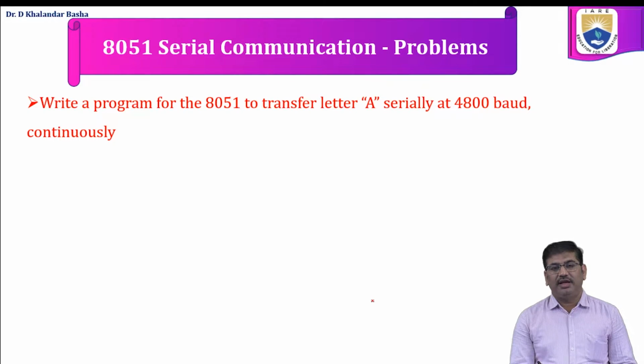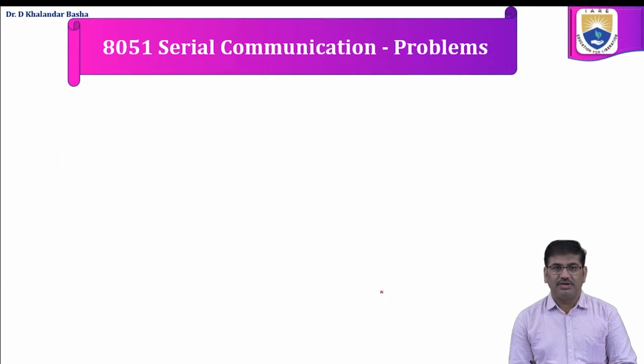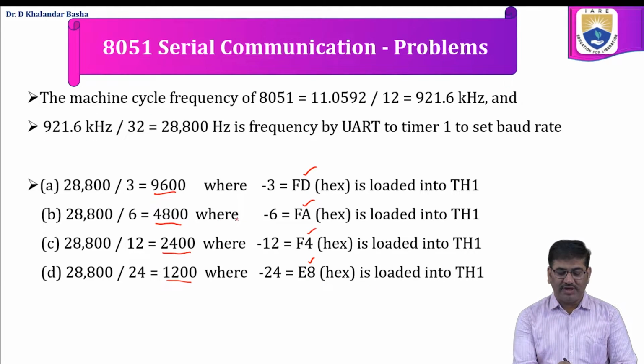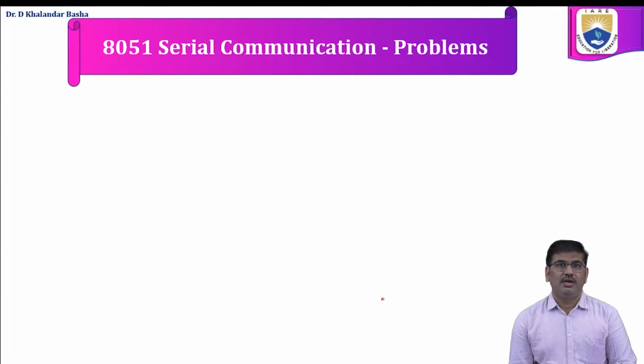Next, we will see a program for transmission of data through 8051 serial communication. Write a program for the 8051 microcontroller to transfer the letter A serially at a baud rate of 4800 continuously. For the baud rate of 4800, FA is what we have to load into the TH1 register.